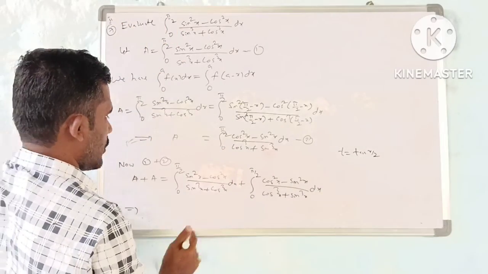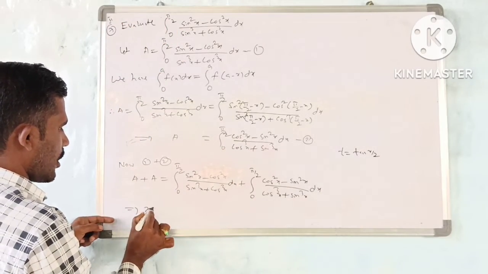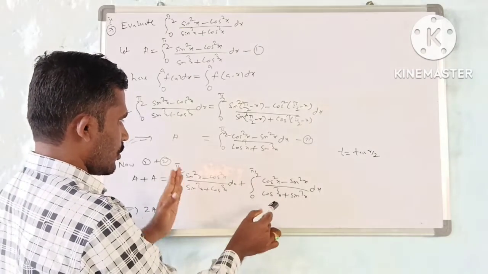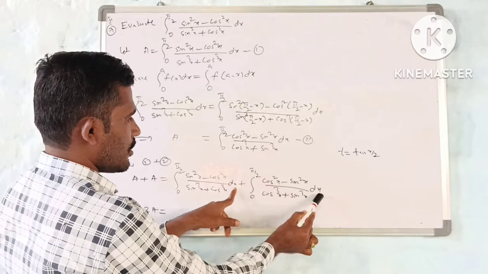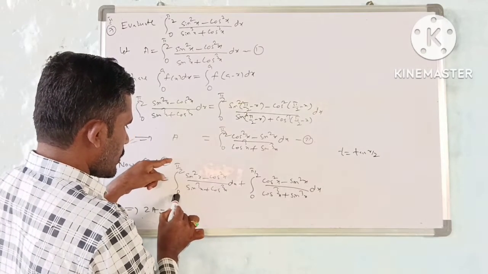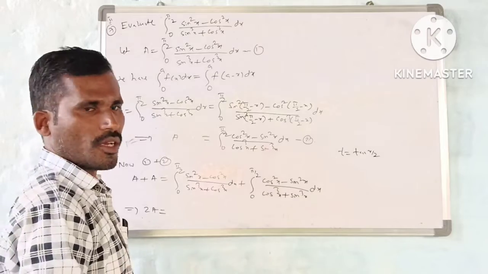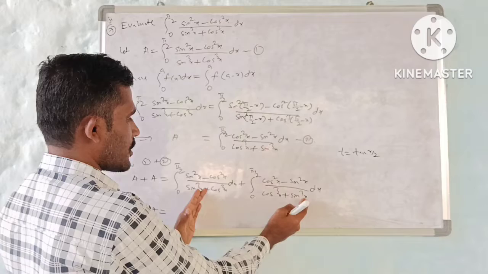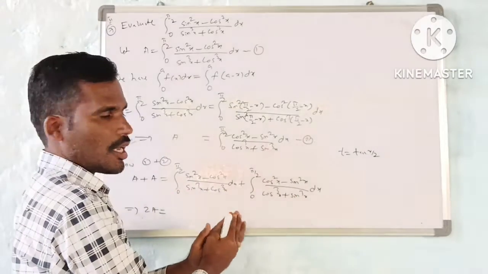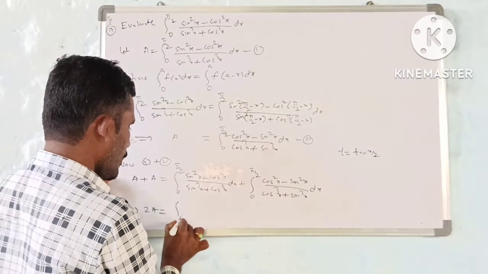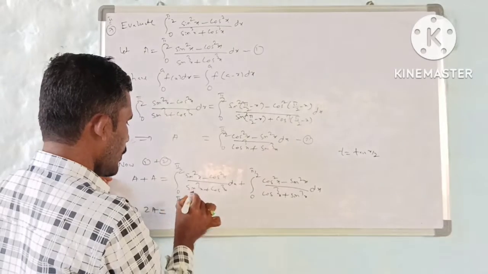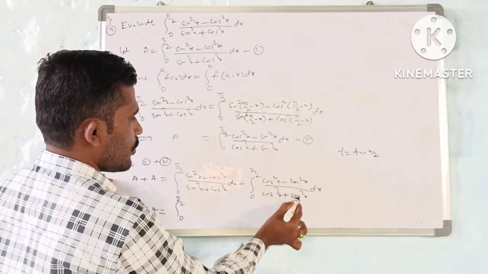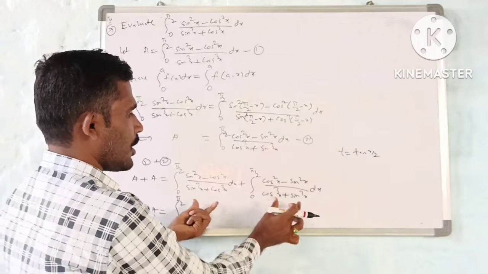So left side and right side: a plus a is 2a. Observe that we are integrating both terms with respect to x, and the upper limit and lower limit are also the same. That is, the integral of two terms, f of x plus g of x, can be written as the integral of f of x plus g of x. So for that, from 0 to pi by 2, the denominators sin cube x plus cos cube x and cos cube x plus sin cube x are both the same.